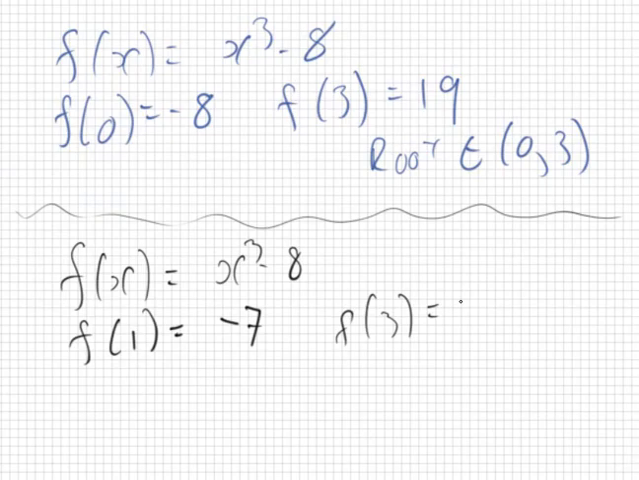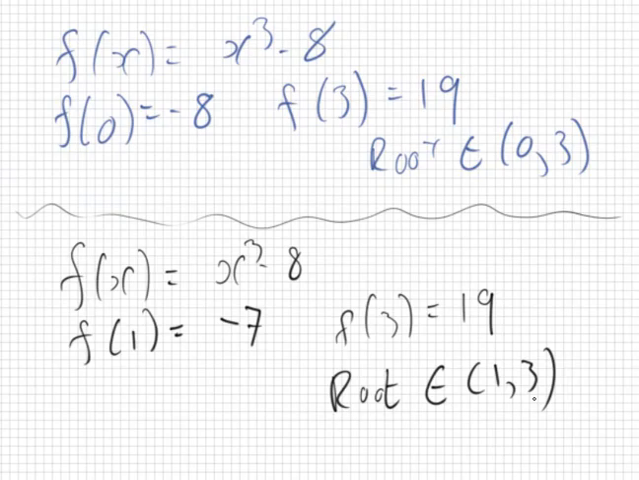f3 would equal 19. So I get the same result. There's a root somewhere between, but this time it's between 1 and 3. So which situation do you think is better, the first or the second? Which one is a little bit better? Like if I told you that there was an answer between 0 and 3, and then I could have told you there was an answer between 1 and 3, which is better for you to know?